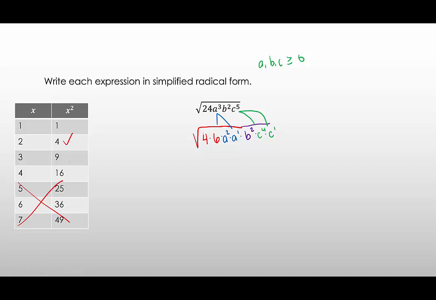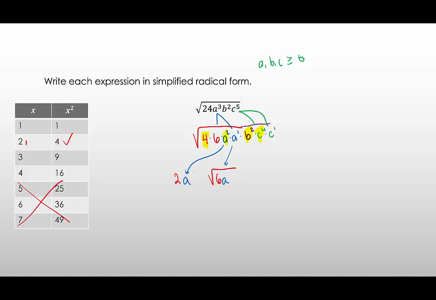Perfect. And now I'm going to highlight my perfect squares. So 4 was a perfect square, a squared, b squared, and c to the fourth. Let's get rooting. The square root of 4 is 2. So we're going to say 2, and then under the radical, we'll still have a factor of 6. The square root of a squared is a, and then there's that other factor of a still under the radical. So this one went here, and this one goes here.